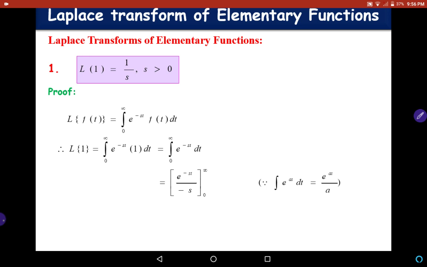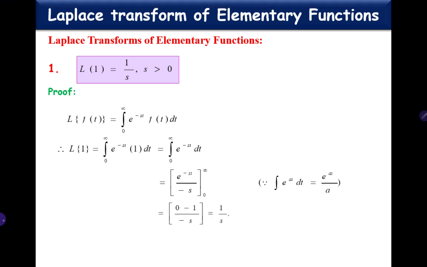Now if we apply the limits, upper limit is infinity, and we know that e power minus infinity is 0 and e power 0 is 1. So if we substitute the limits there, we get 0 minus 1 by denominator is minus s. After that we get it as 1 by s. Therefore Laplace transform of 1 is 1 by s.